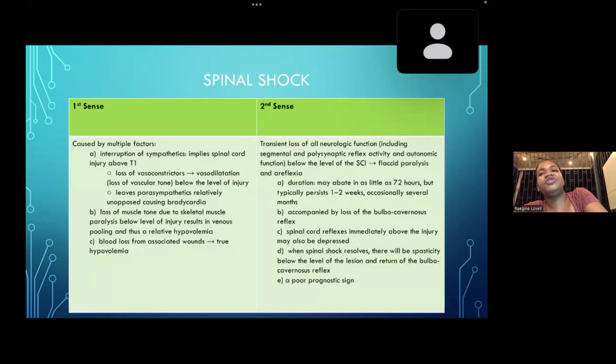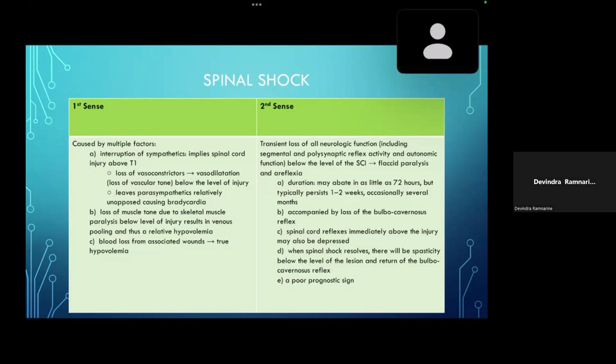So we discussed spinal shock previously in the cervical spine lectures, but it's considered in two senses. The first sense is caused by multiple factors: interruption of the sympathetics, which implies a spinal cord injury above T1. There's loss of vasoconstrictors leading to vasodilation and resulting in unopposed bradycardia. Loss of muscle tone due to skeletal muscle paralysis below the level of the injury results in venous pooling and thus hypovolemia.